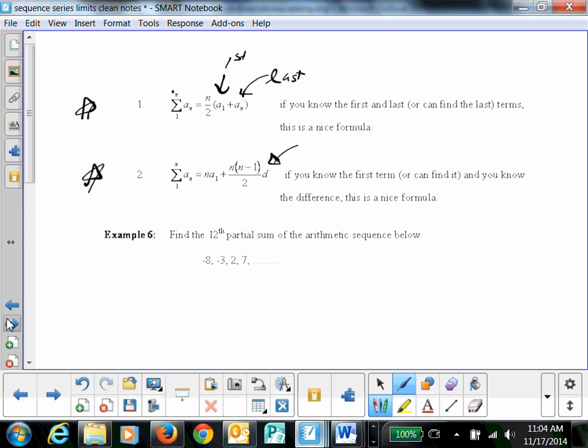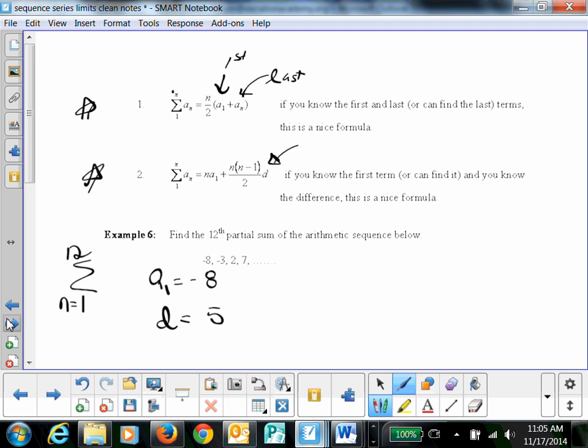Find the 12th partial sum of the arithmetic sequence. So I'm going from 1 to what? 12, because I'm finding the 12th partial sum. Okay, let's define what I know. What do I know in this problem? Okay, I know what is my first term. What else do I know? Okay, what is my d? It is 5, correct? I'm always going up by 5. I mean, I could be adding a negative value, so you don't have to think that you're always increasing. You could be decreasing. Okay? So it could be a negative value.